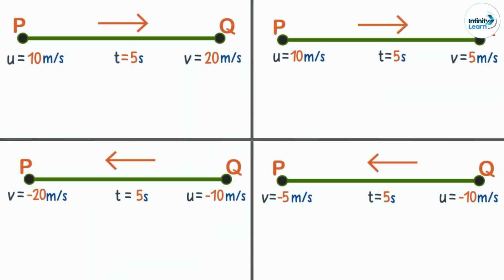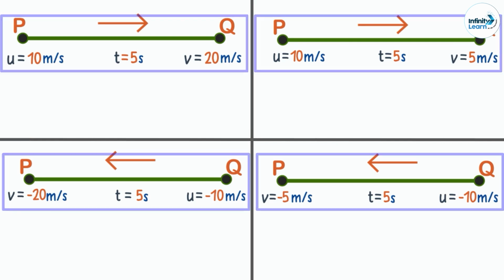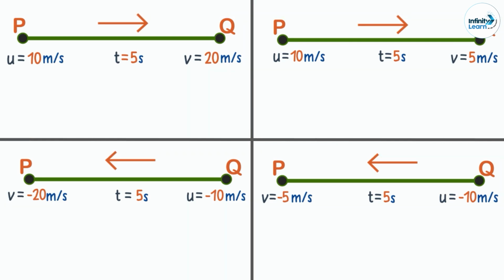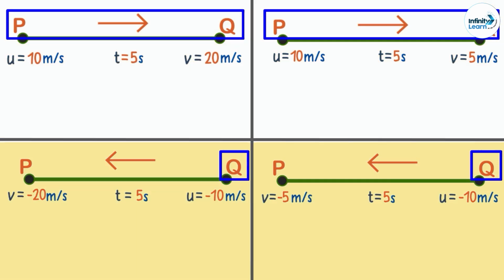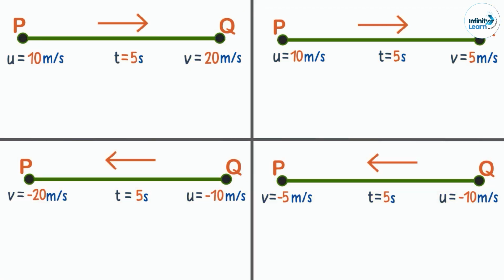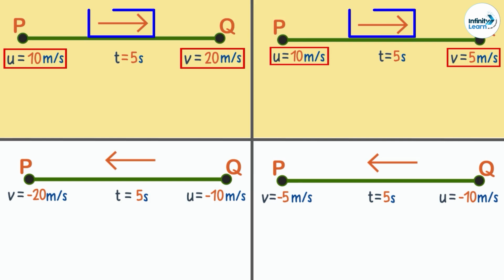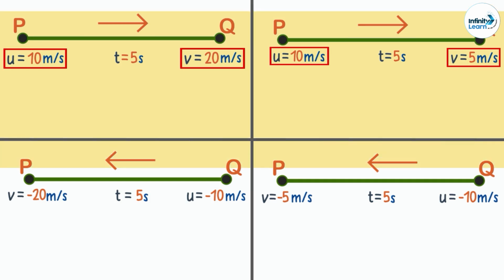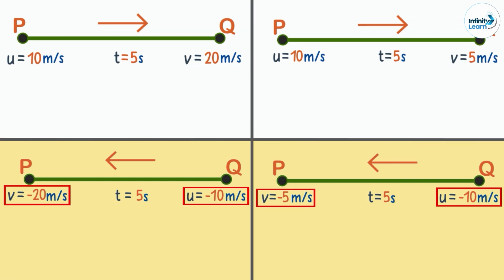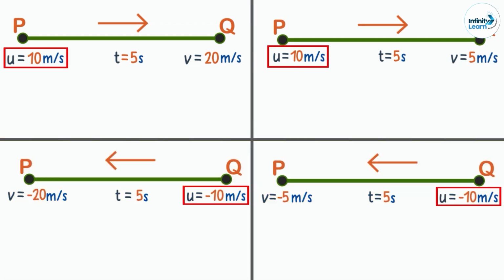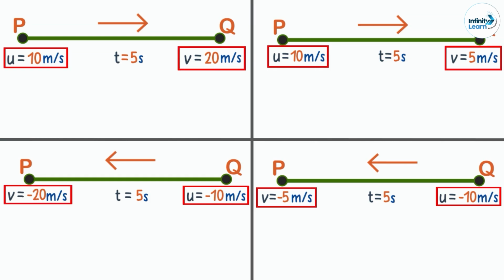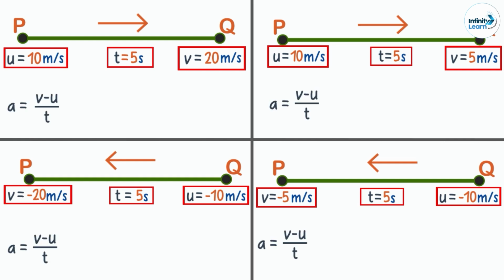Now let's divide the whiteboard into 4 parts to understand something interesting. Look at the 4 different cases given. In each case, the body is moving either from point P to Q or from point Q to P. When the body is moving from point P to Q, we see the velocity is positive because it's moving towards the right or towards the east. But when the body is moving from point Q to P, the velocity is negative. U is the initial velocity, V is the final velocity, and T is the time taken. Now I want you to try finding the acceleration in each of the 4 cases. Don't forget the sign.